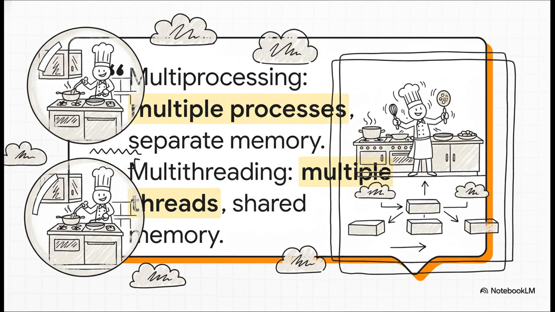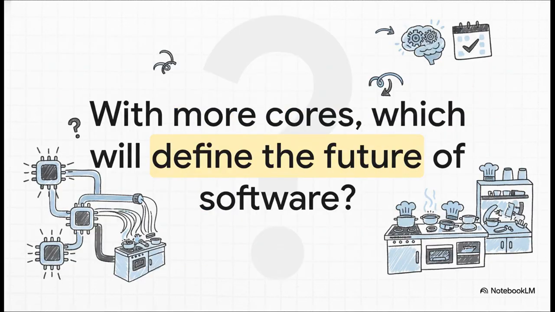It's really that simple. And that leaves us with a pretty interesting question to think about. Our computers, our phones, everything, they're getting more and more processor cores every year. So does that mean the future is all about multiprocessing, giving every core its own separate kitchen to work in? Or will the lightweight efficiency of multithreading become even more critical to make the most of that power? It's a fundamental challenge that developers are wrestling with every single day.